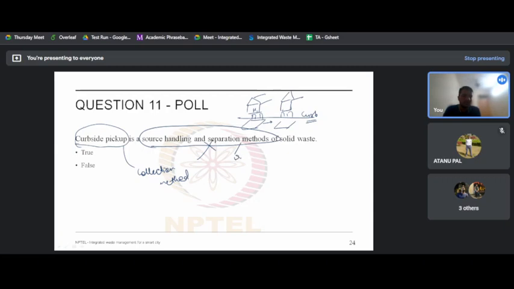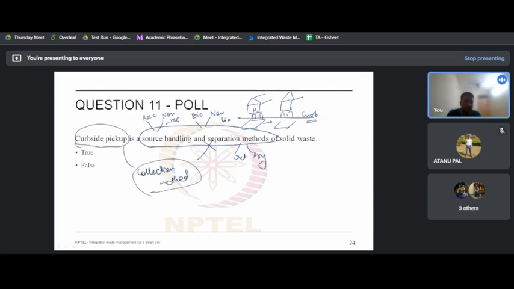So there will be different things. Sometimes we'll do wet and dry, sometimes we will do bio and non-bio, sometimes we'll do recyclable and non-recyclable. So different themes are there. That is how we handle or separate the waste. But curbside pickup is not one of those. That is a collection method of how we are collecting the waste.